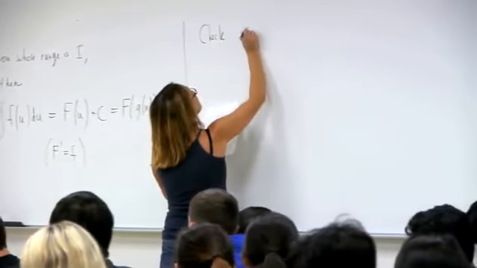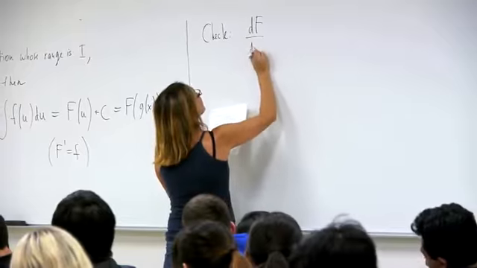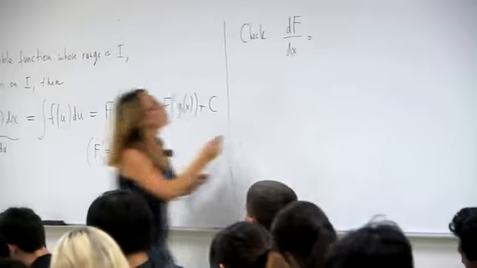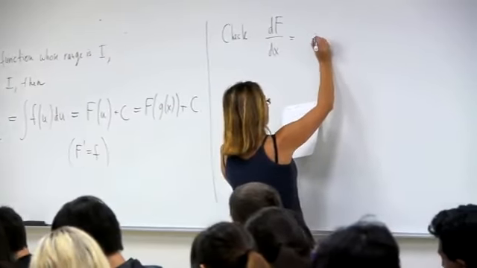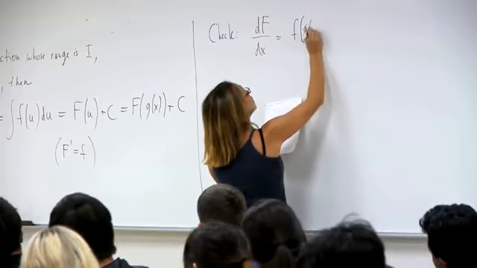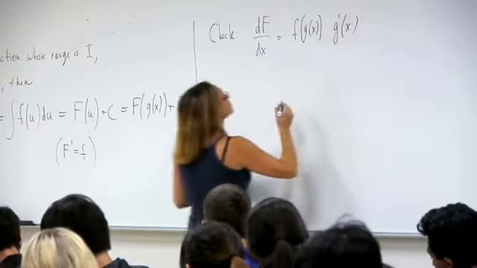We evaluate df/dx, f of g of x. We use the chain rule. So that gives me f prime of g of x times g prime of x.